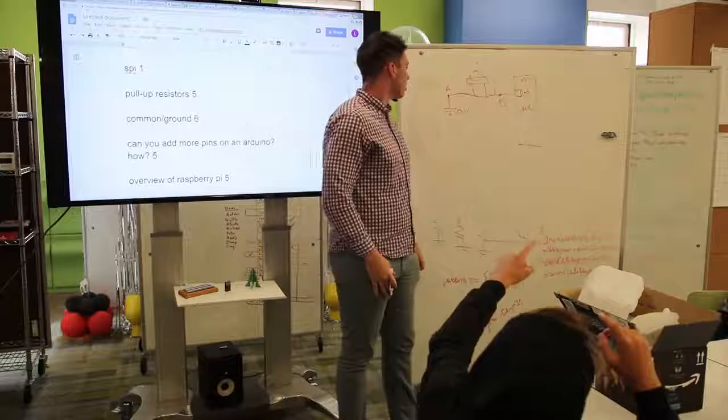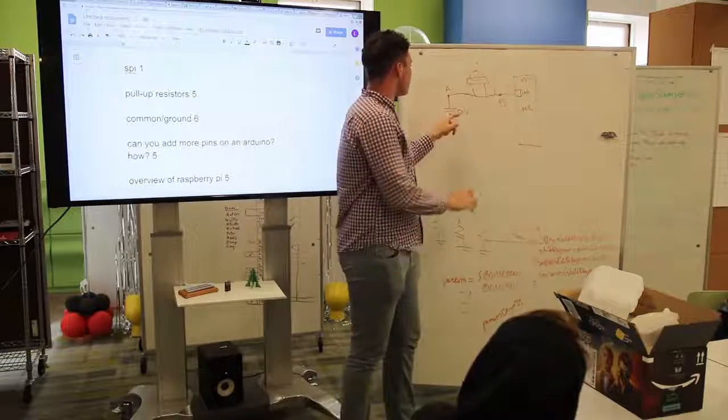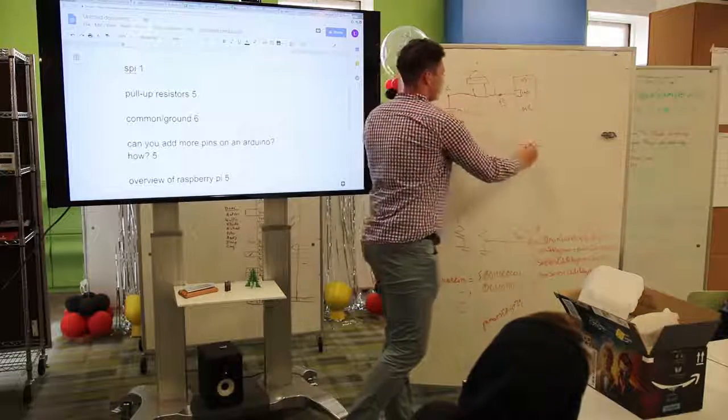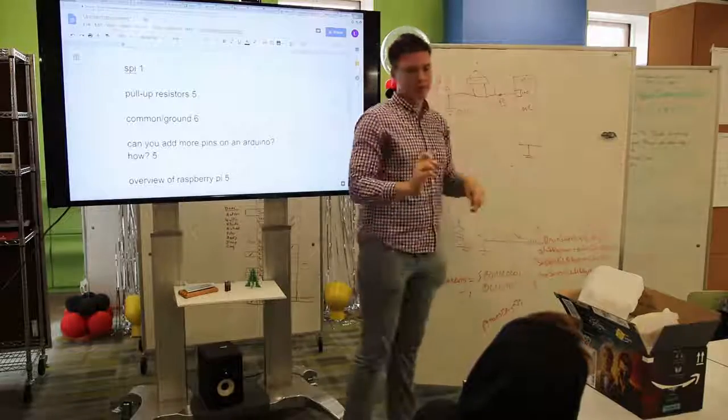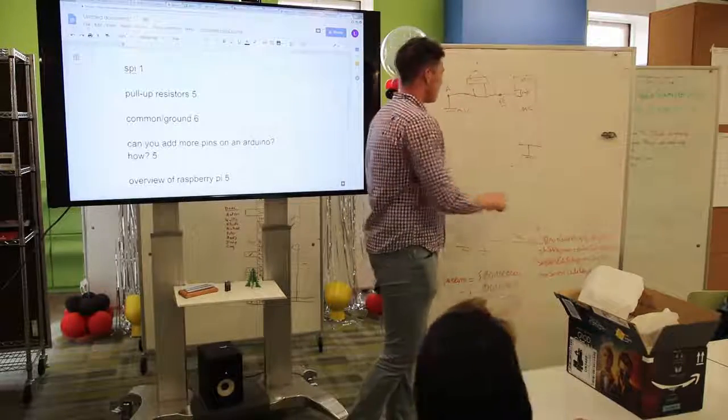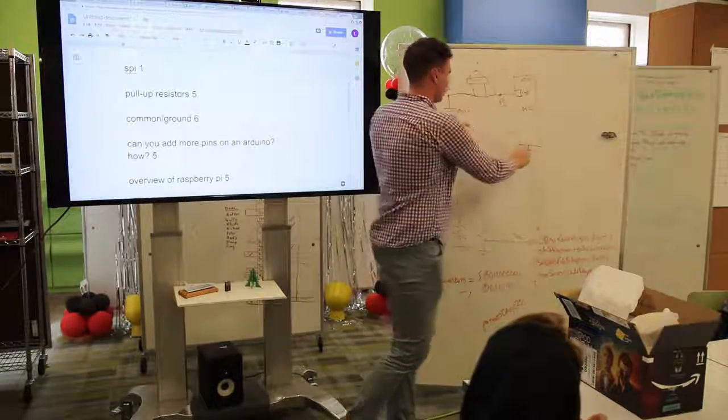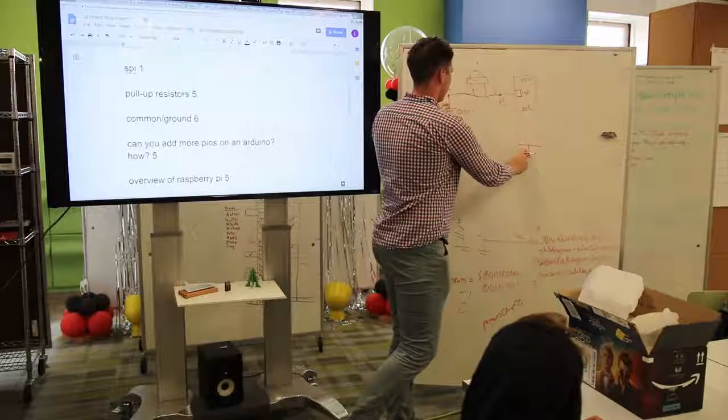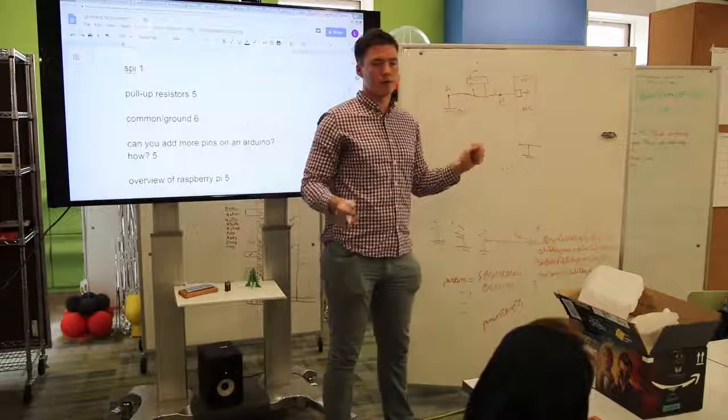The ground's not connected to the Arduino? So the ground you can see right here. Let's just pretend that they are. Yeah, sorry, that's a good point. I should have made it more clear. Basically, with this symbol, they're now connected to the Arduino. But yeah, that's a good point. So now we fixed that problem.